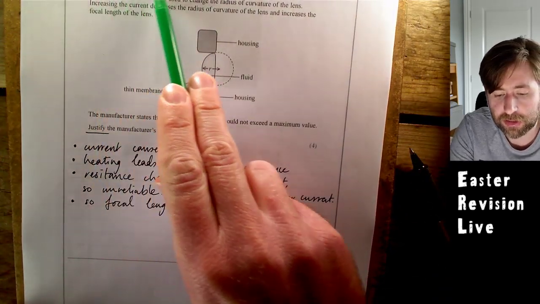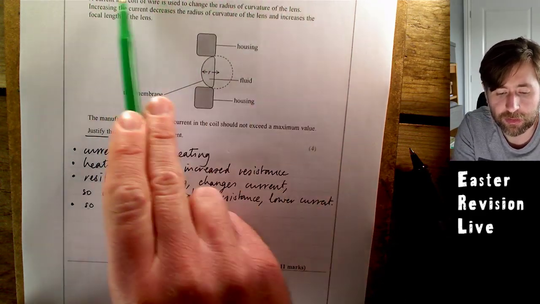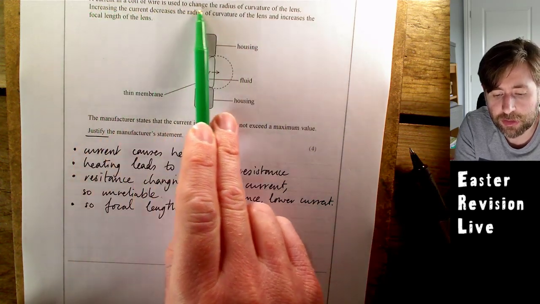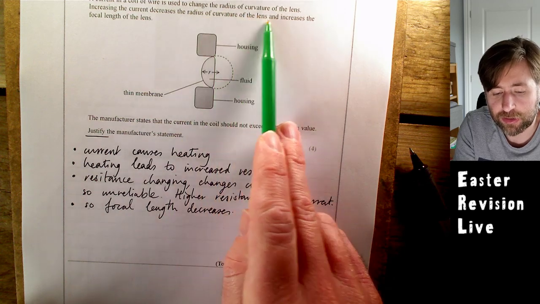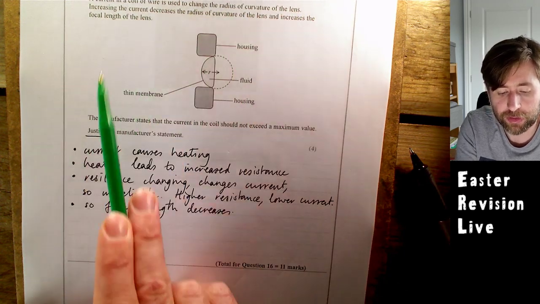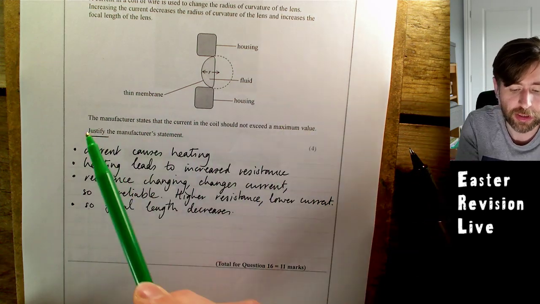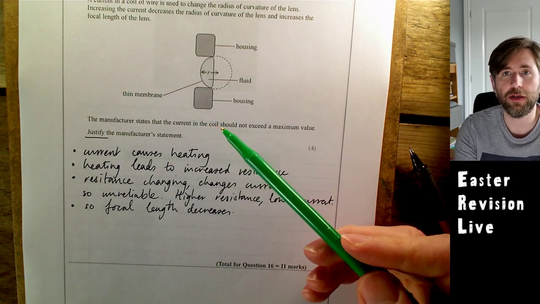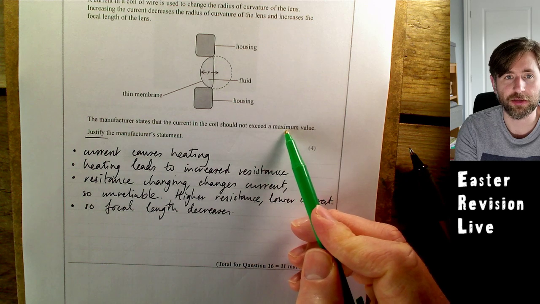Okay, barcode scanners scan objects at different distances, need a lens that changes shape, and focal length, and so on. Fluid is sealed in a thin membrane, that's the shape-changing lens, okay, got all that. Current in a coil of wire is used to change the radius of curvature of the lens. Increasing the current decreases the radius, and therefore increases the focal length of the lens, right? The manufacturer states the current in the coil should not exceed a maximum value. Justify the manufacturer's statement. Well, why on earth might the current not increase above a maximum value?